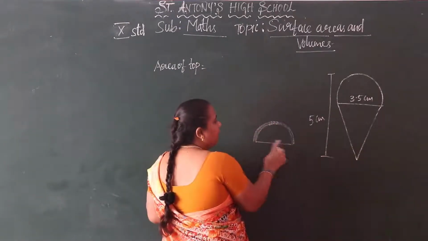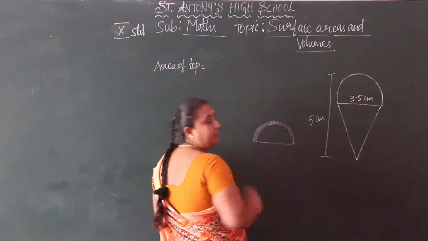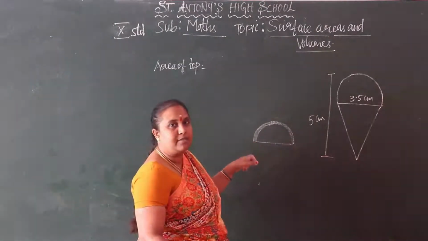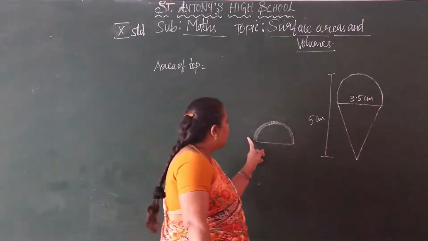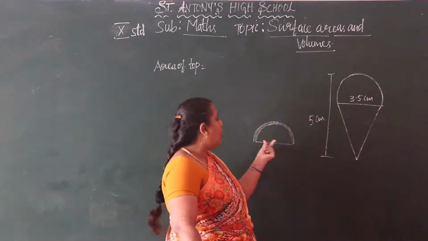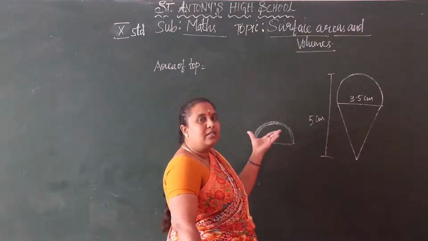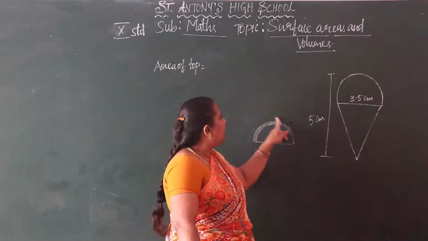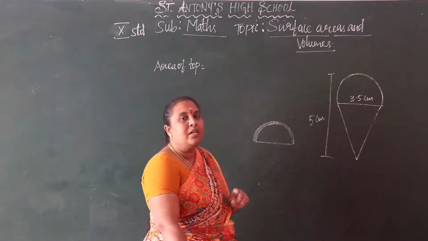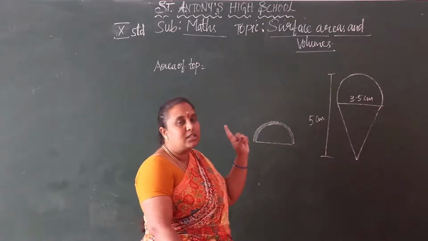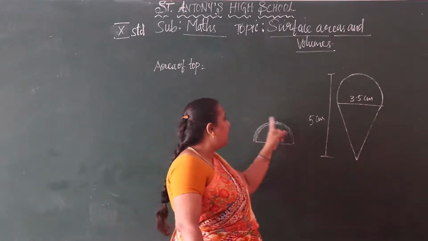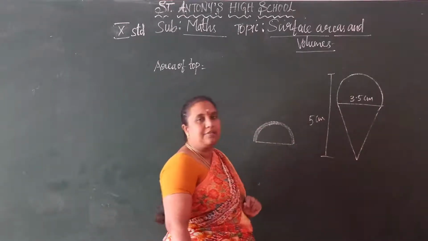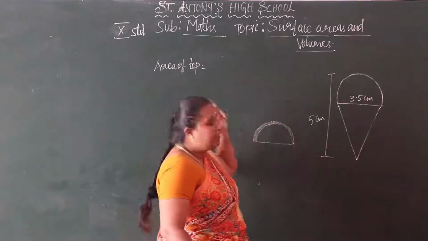So this is curved surface area, not the total surface area of the hemisphere. Understood, children? If we had the total surface area of a hemisphere, the formula would be different. Here we have only the curved surface area of the hemisphere. The surface area of a sphere is 4 pi r square. For a hemisphere it is 2 pi r square, and in that also we have only a curved surface area.